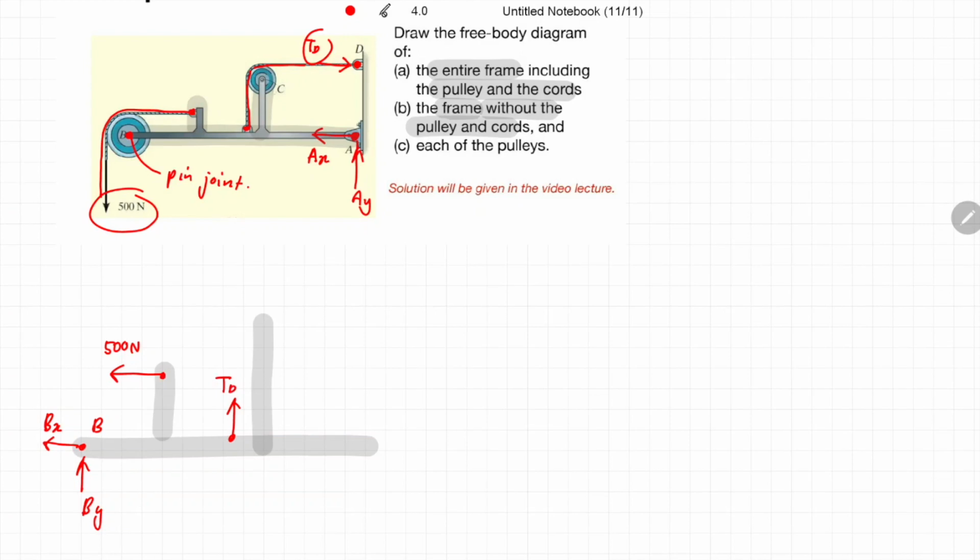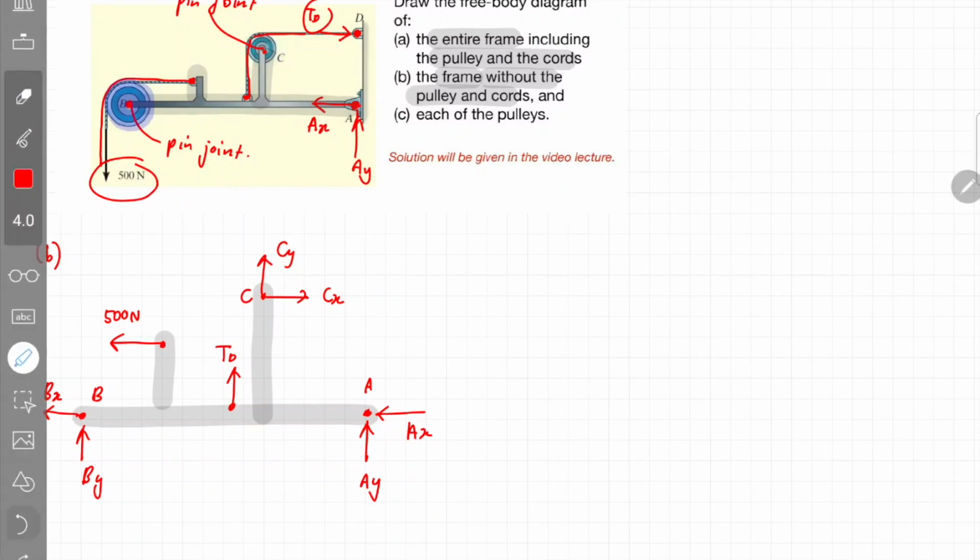Now the next item on the frame is point C. Similarly, point C is pin connected to the pulley. So there should be one vertical force at point C, which we are going to call CY, and one horizontal force at point C, which we are going to call CX. Finally, the frame is connected at point A, and A is also pin connected, so there should be a vertical force AY and a horizontal force AX. That is all the forces acting on the frame.